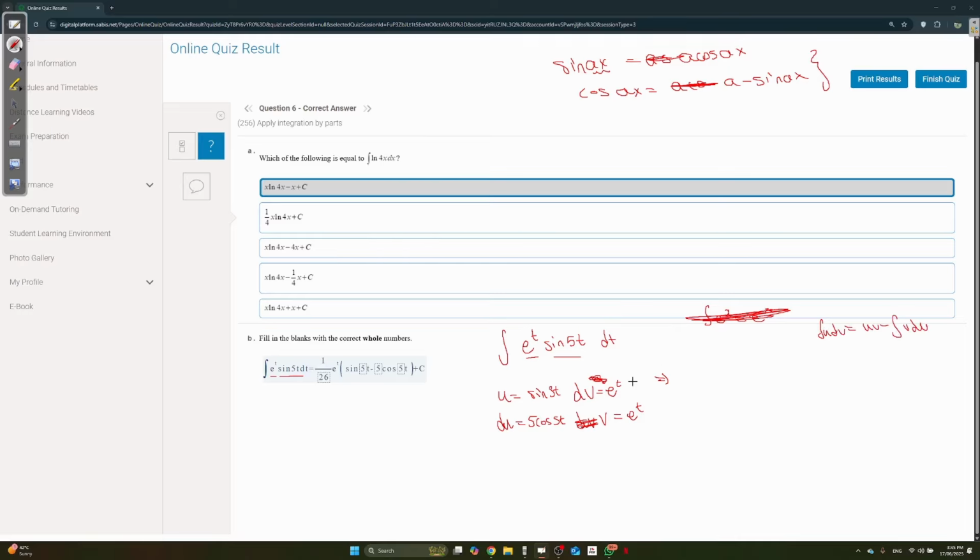Okay, let's go. What's my u, what's my v? Sine 5t and e to the t. So sine 5t e to the t, I'm going to put this like this, minus the integral of v du. So v is e to the t, du is 5 cosine 5t. Now, this will be the first time you're going to see some sort of loop. So over here, do we finish? We have sine 5t e to the t, and then the integral of e to the t, 5 cosine 5t.